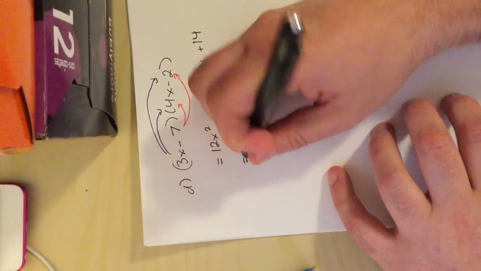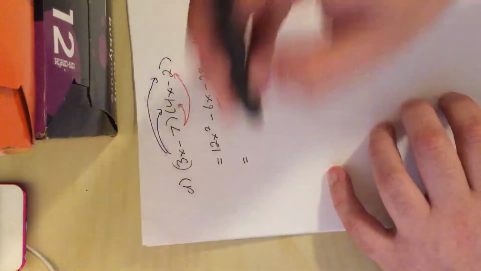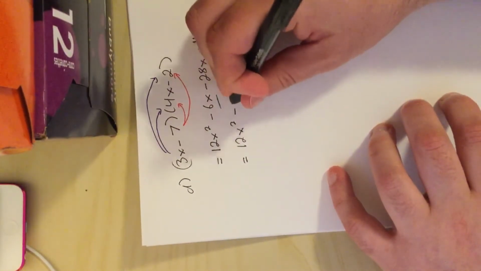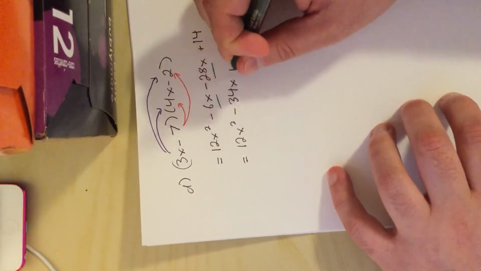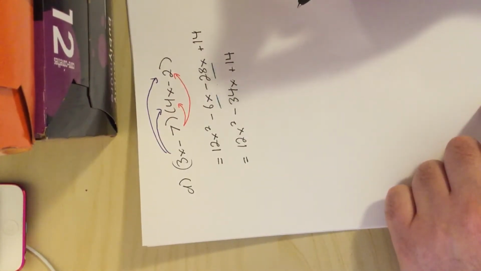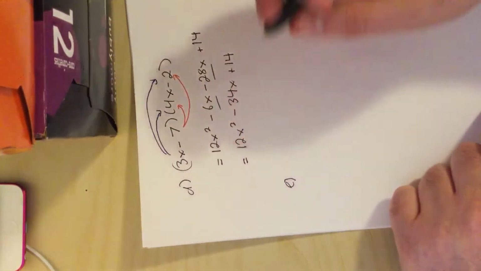And we once again have to collect the like terms. So it's going to give us 12x squared minus 34x plus 14. And that's the answer for D. E.